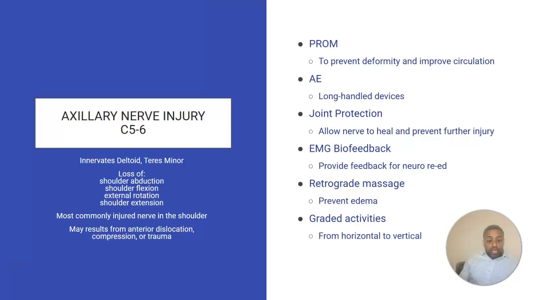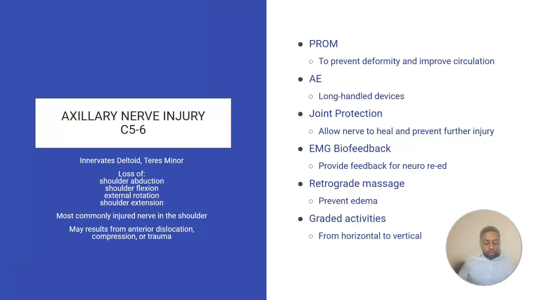C5 through C6, nerves that come through this region are called the axillary nerves, and they innervate the deltoids, the anterior, posterior, and middle deltoids, as well as the teres minor. So what are the deltoids involved in terms of movement pattern, right? So the anterior deltoid helps with shoulder flexion, the middle deltoid helps with shoulder abduction, and then of course the posterior is involved in shoulder extension, right? The teres minor is a muscle in the back.